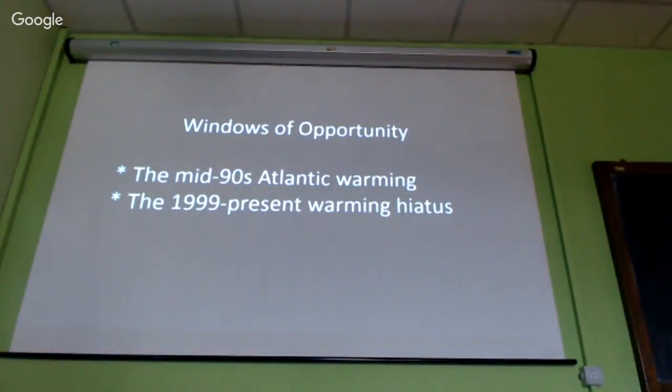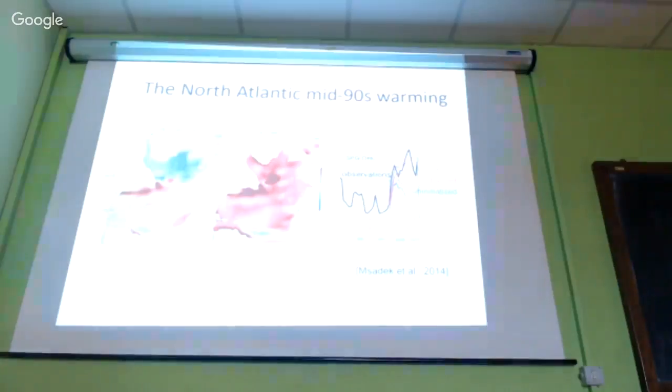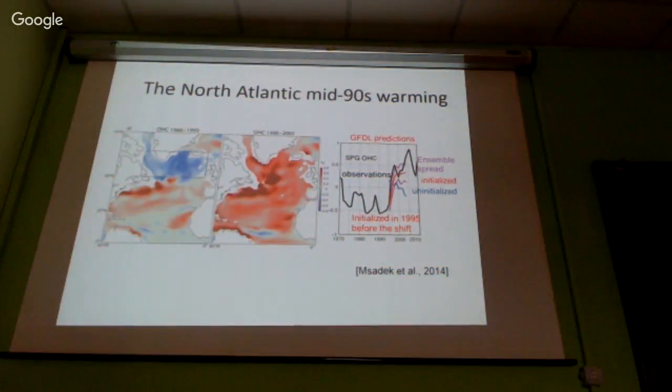But there's another way of looking at skill in decadal prediction, and I like to emphasize 2 specific events. We single out 2 specific events in the recent past and see whether the decadal forecast system managed to capture them. These are the mid-90s Atlantic warming, when the subpolar Atlantic basin underwent a major warming, and the hiatus that there has been lots of discussion about, which occurred at the turn of the millennium.